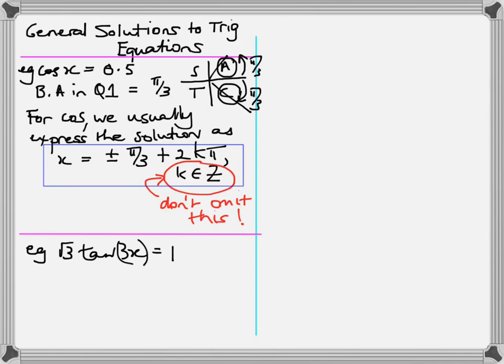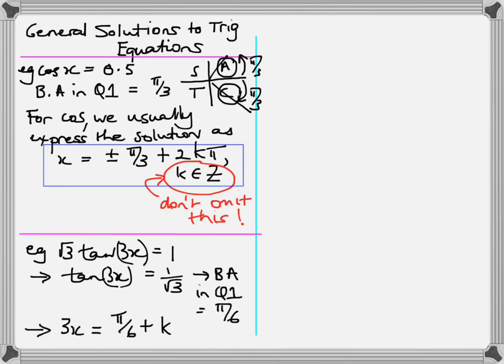Alright, now we're going to look at root 3 tan of 3x equals 1. Okay, let's see now, what are we going to do with that? Yeah, tan of 3x equals 1 over root 3. The basic angle in quadrant 1 is pi over 6. And hence now, with tan, because tan has a period of pi, we can say that our 3x would be pi on 6 plus k pi, not 2k pi, like you see above for that cos example, but k pi, because tan has a period of just pi.